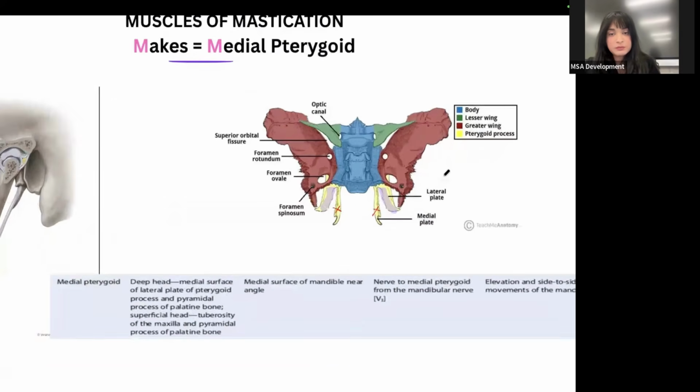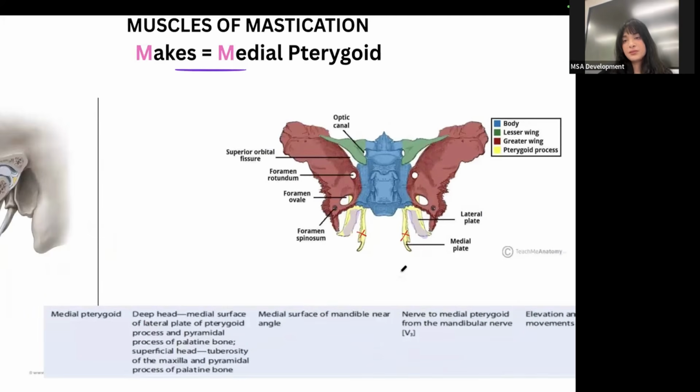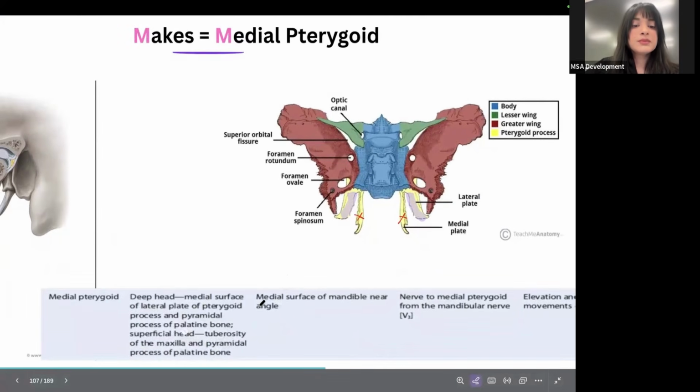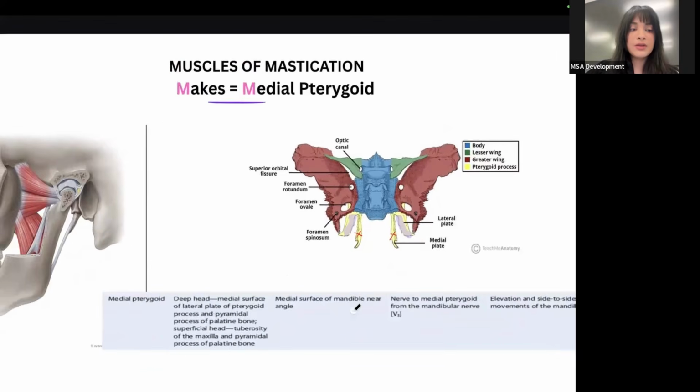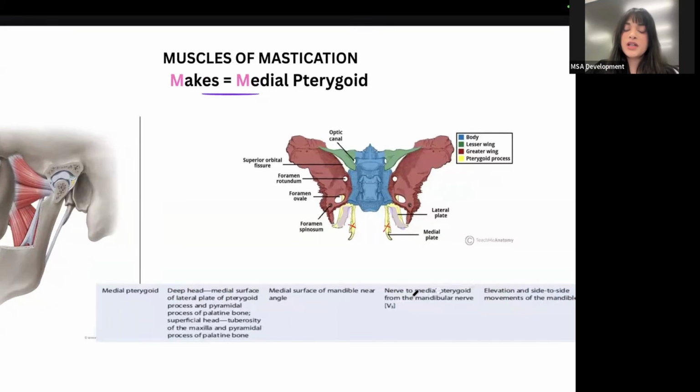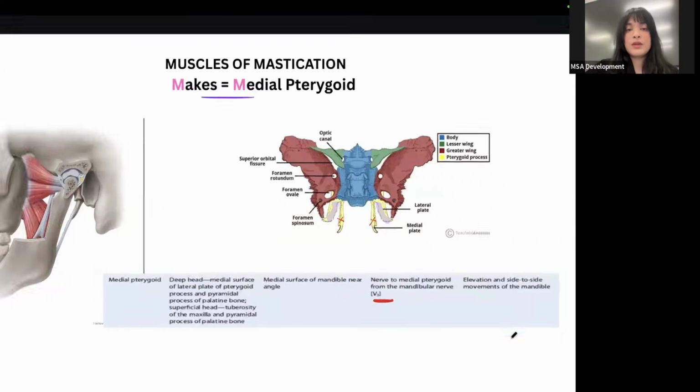I want you to focus here on the sphenoid bone. The medial pterygoid plate is useless. It doesn't have any of the pterygoid muscles attaching. The lateral plate is where both the muscles attach. So on the medial side of the lateral pterygoid plate, you have the medial pterygoid muscle attaching. And then they insert into the medial surface of the mandible near the angle. The nerve to medial pterygoid from the mandibular nerve, again, V3. So its job is to elevate and side-to-side movements of the mandible.